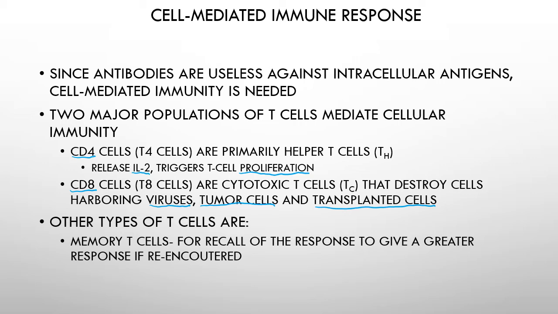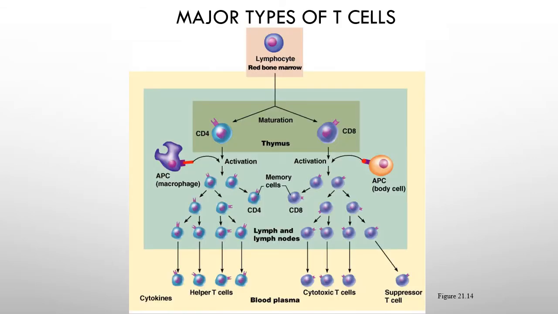In addition to our helper cells and our cytotoxic cells, we also need to be able to recognize this particular infection once again down the road. And so we need to have some memory cells. Memory T cells are going to be part of our response at a later date should we happen to come across that particular antigen sometime in the future. Sometimes it may even be something that is slightly similar to it, and we still get a response from it as well.